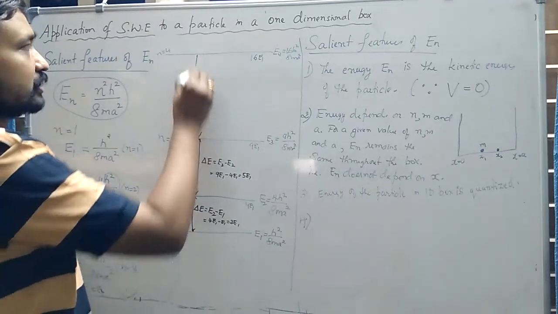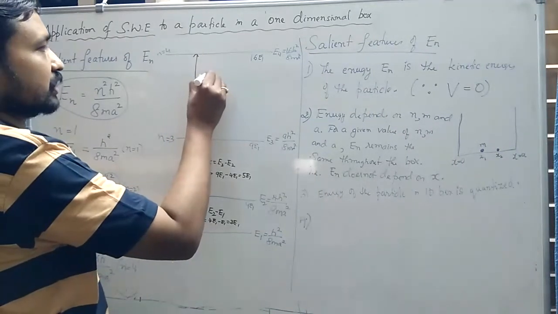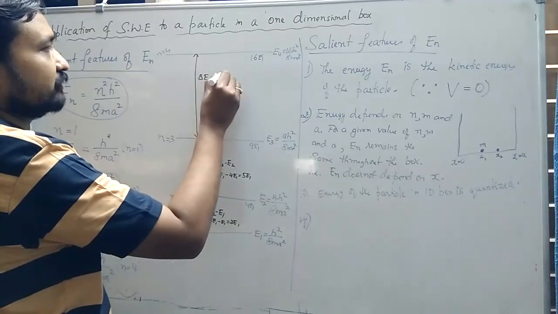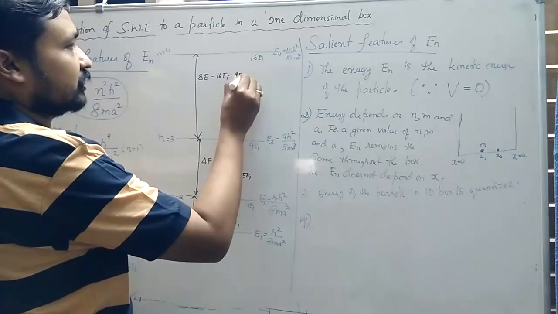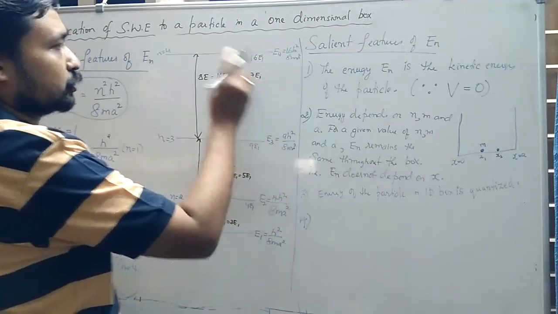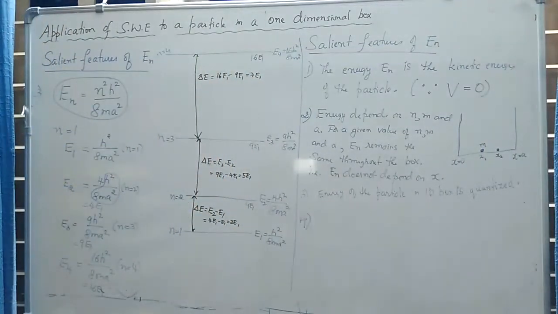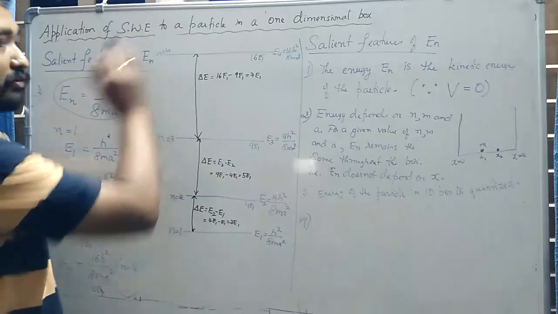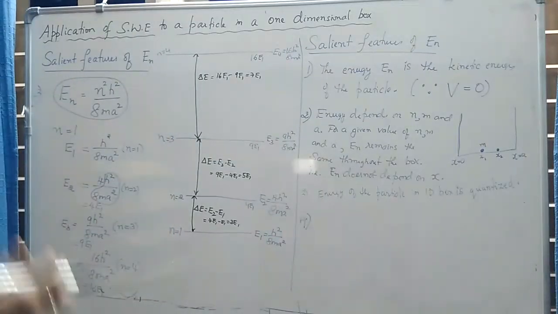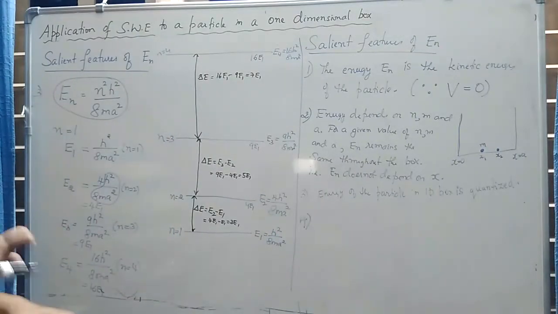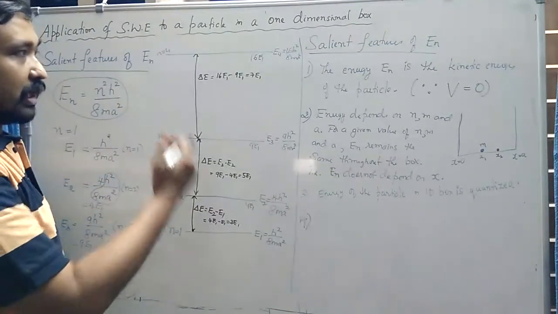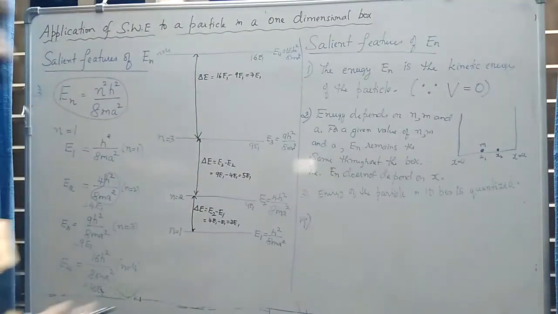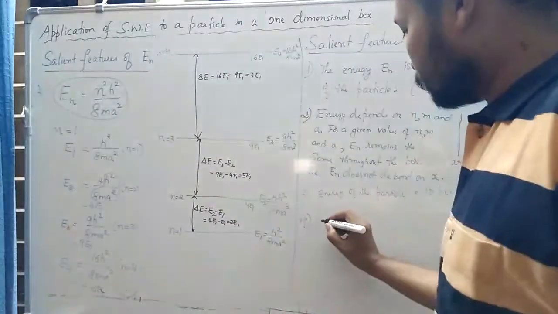Similarly, if you calculate this energy gap, it is 16E1 minus E3, that is 16E1 minus 9E1, which is 7E1. So the gap between the energy levels increases as the value of n increases. The energy levels are not equally spaced. As the value of n increases, the energy gap also increases. This is a very important observation.